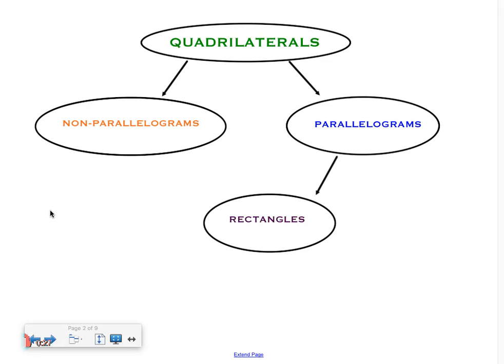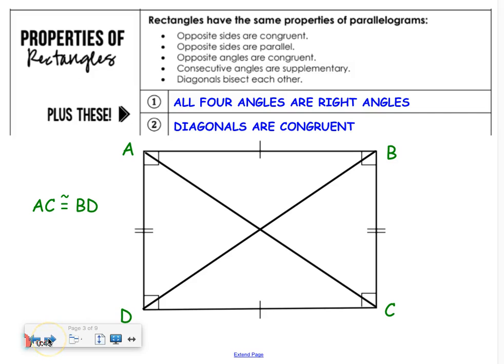Okay, now from here we have 2 different kinds. We have either non-parallelograms or parallelograms, and that's what we just kind of quizzed over. The last 3 sections have been on parallelograms, so aka the sides are parallel. Now from here we're going to get even more specific kinds of parallelograms, and the first one is a rectangle. Rectangles have all the same properties of a parallelogram because it is a parallelogram, but it has these 2 additional ones.